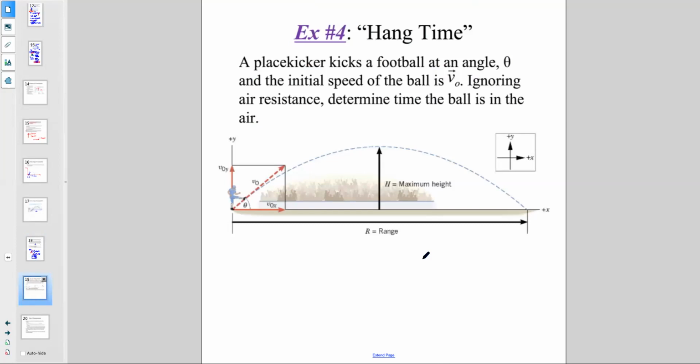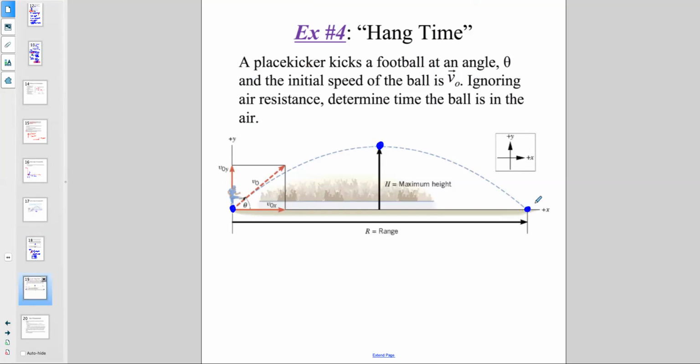So, hang time. Now, when this player kicks the football at an angle of theta and initial speed of the ball v0, again, we ignore the air resistance. We want to determine the time for the ball that is in the air. So the time that it requires for the ball to go from this point all the way to this point and then coming back down here.